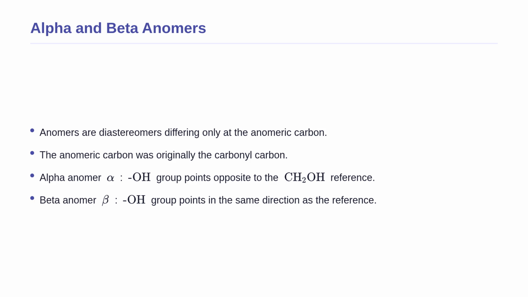If the hydroxyl group points in the opposite direction to the reference group, we call it the alpha anomer. If the hydroxyl group points in the same direction as the reference group, we call it the beta anomer. This locks the molecule into its final three-dimensional shape.